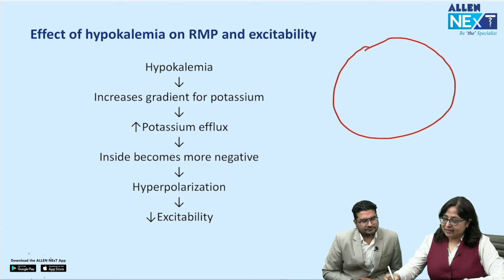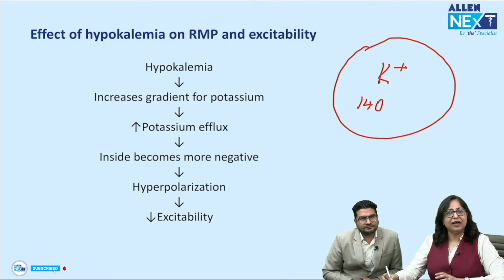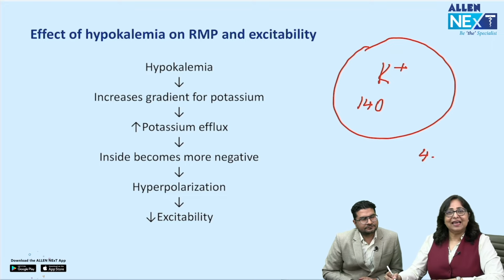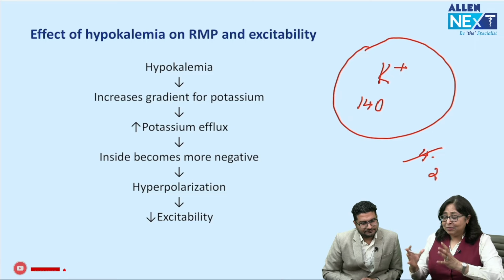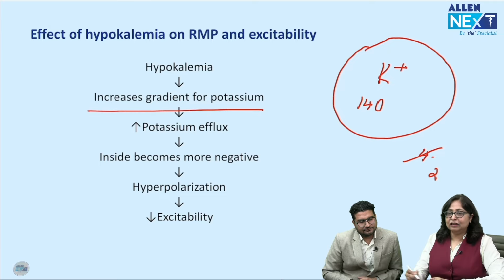Now, we said that the potassium inside the cell is 140, outside is 3.5 to 5, let's take it as 4. Supposing there is a hypokalemia and this reduces to 2, which is a very severe hypokalemia, but what has happened to the gradient now? There is an increased gradient for potassium.